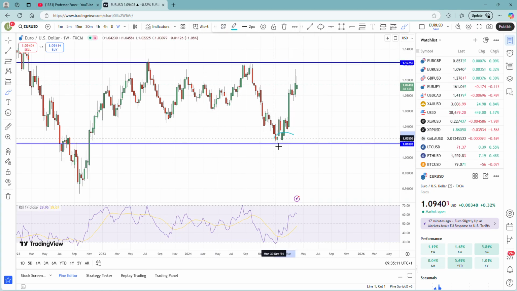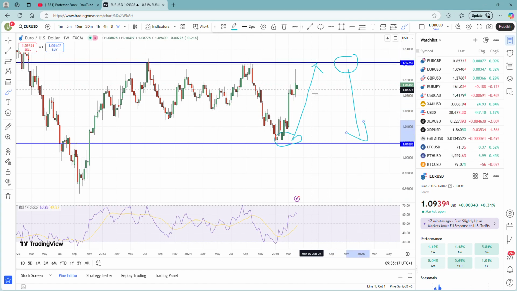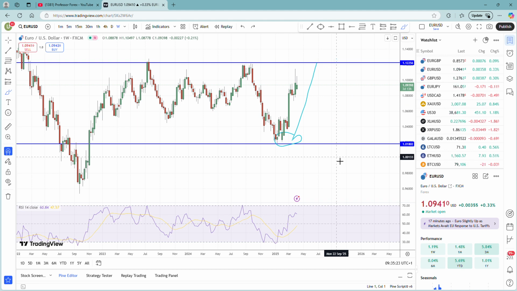So if price comes here, we expect it to go here. If price comes close to this level, we expect it to go down. So now what we want to do, we want to trap the price on a smaller time frame each time, and then that'll allow us to take a trade. So that's your weekly support and resistance done.